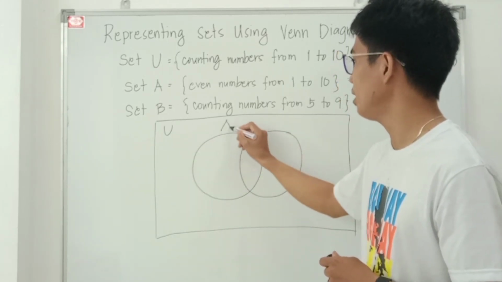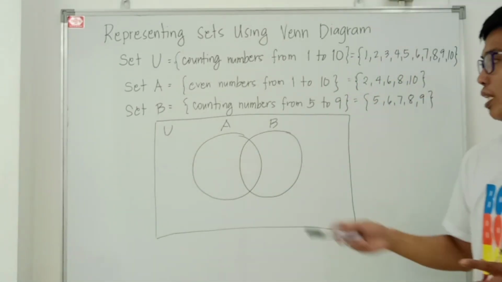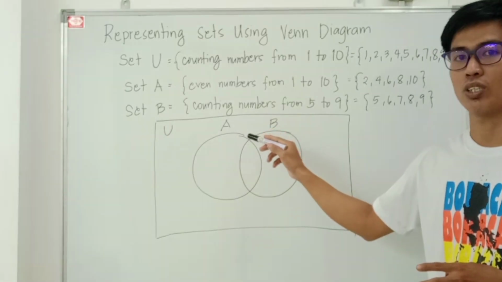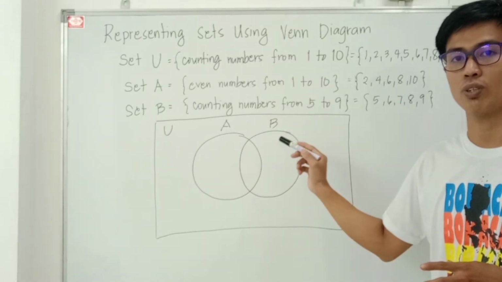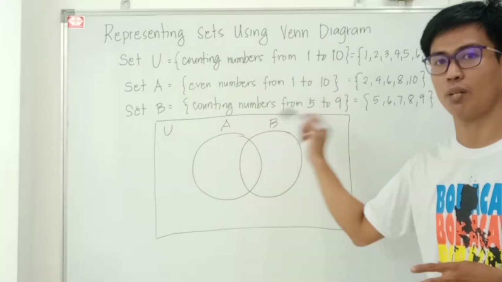So ganito yung magiging itsura ng ating Venn diagram. So this is set A and this is set B. Now we have constructed the representation of the set. What we're going to do next is to put all the elements inside our illustration.